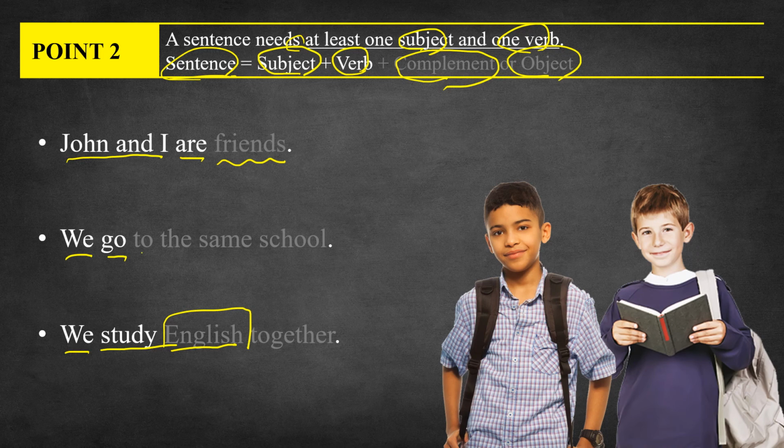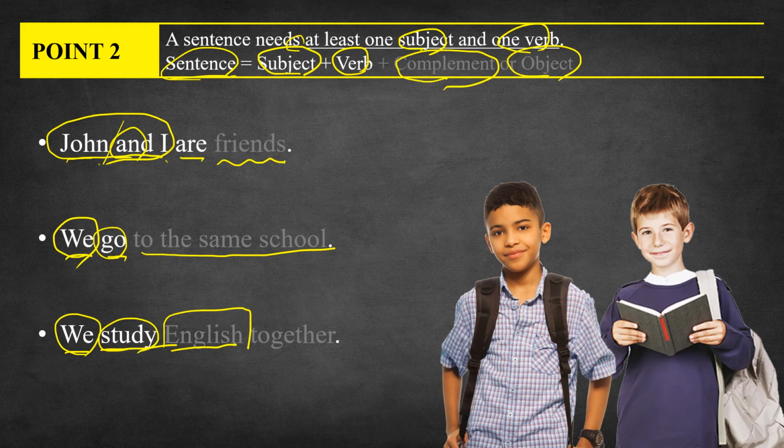And to the same school, it will be an adverbial phrase, and we're going to talk about this a little bit later. Anyway, a sentence needs a subject. This one is a compound subject. John is my friend. I am John's friend. John and I are friends. We is a subject. Go is a verb. We is subject. Study is a verb.